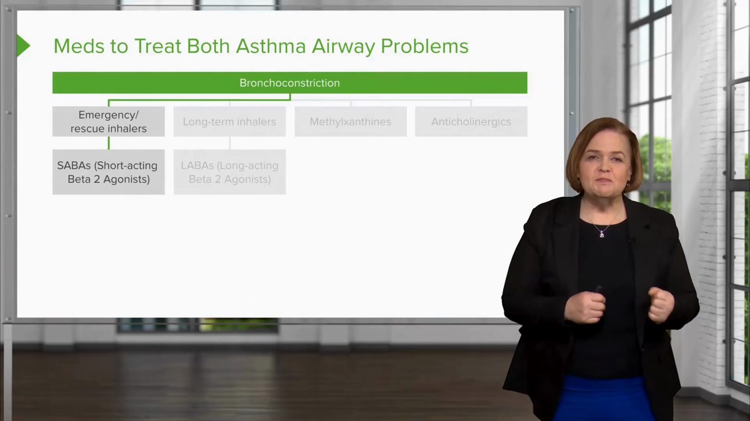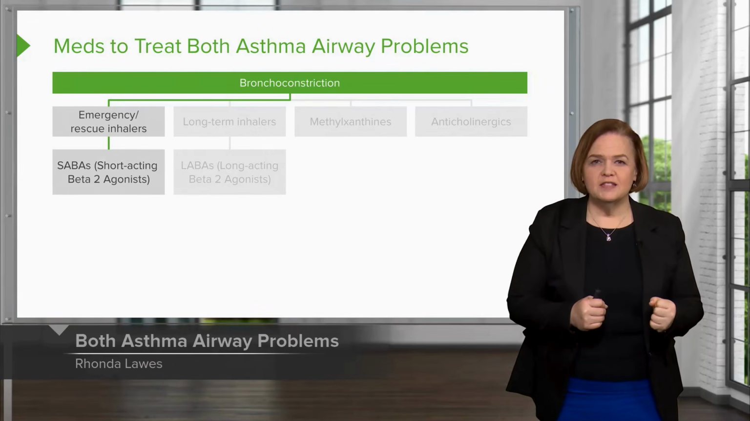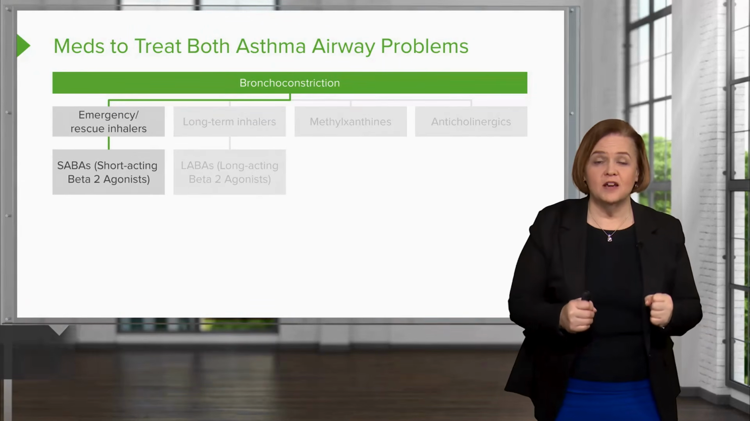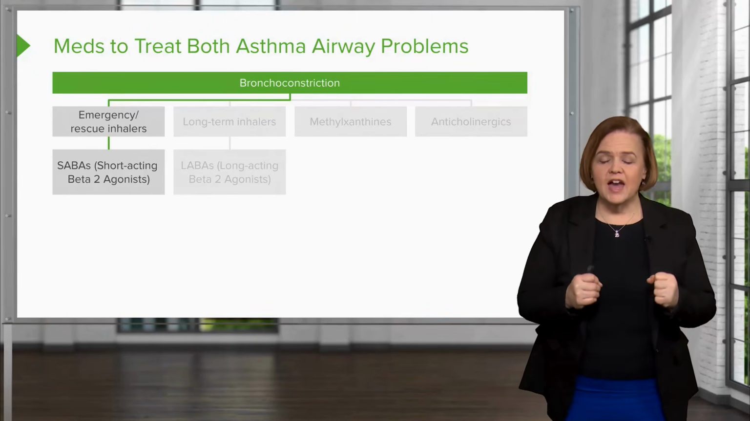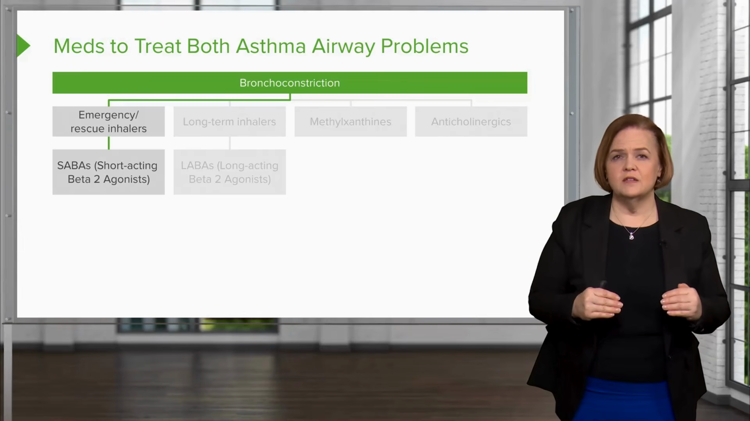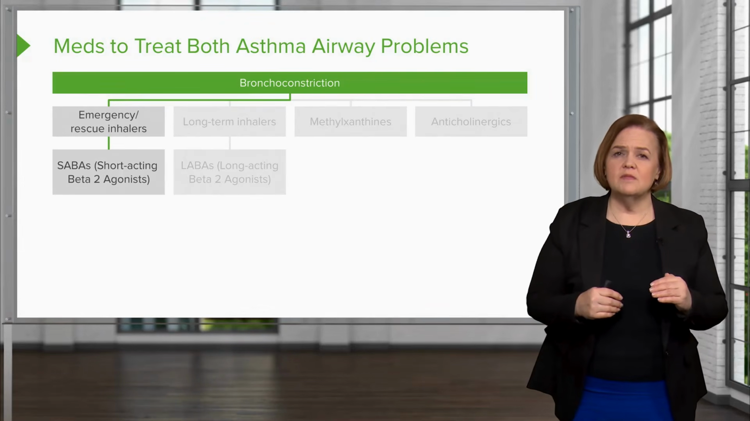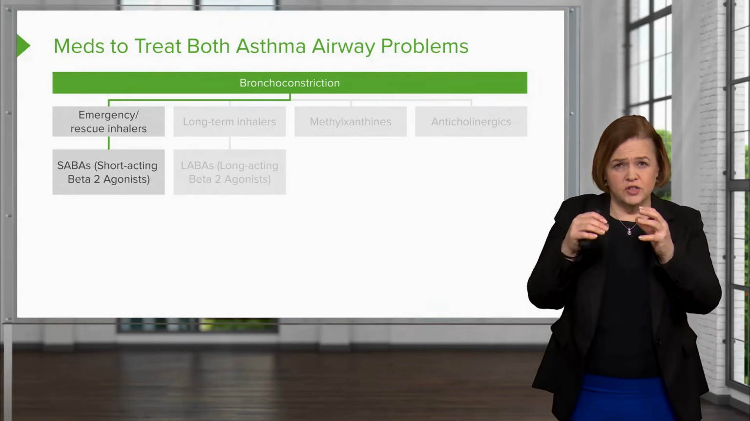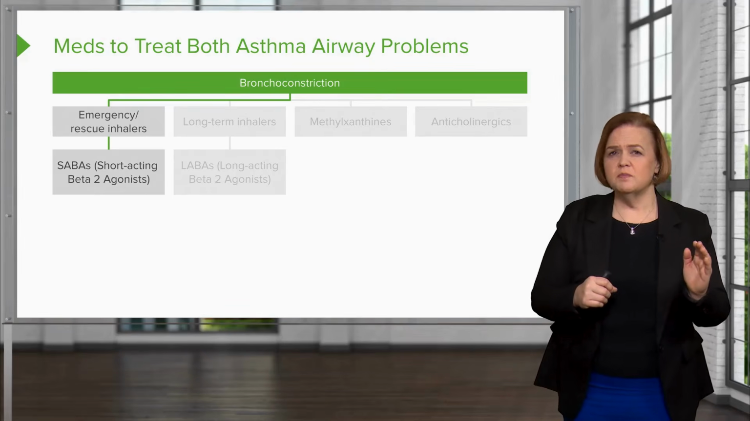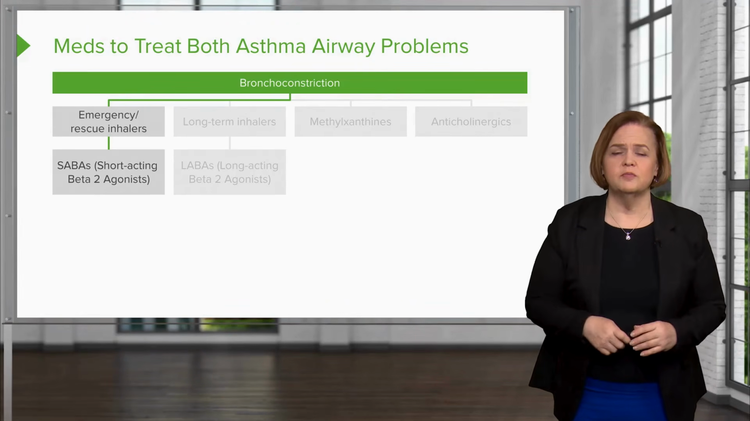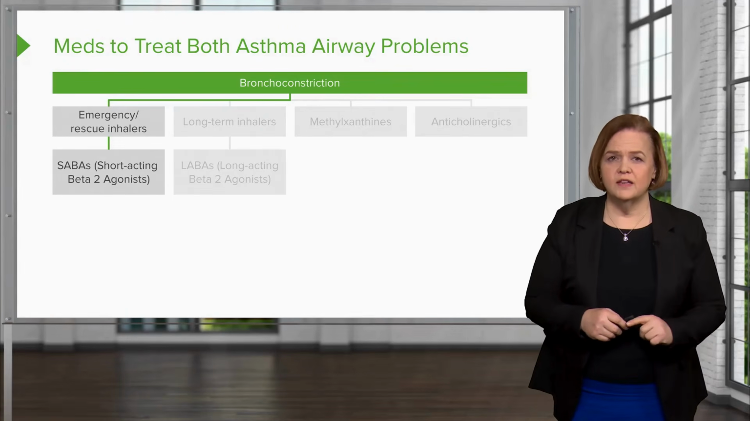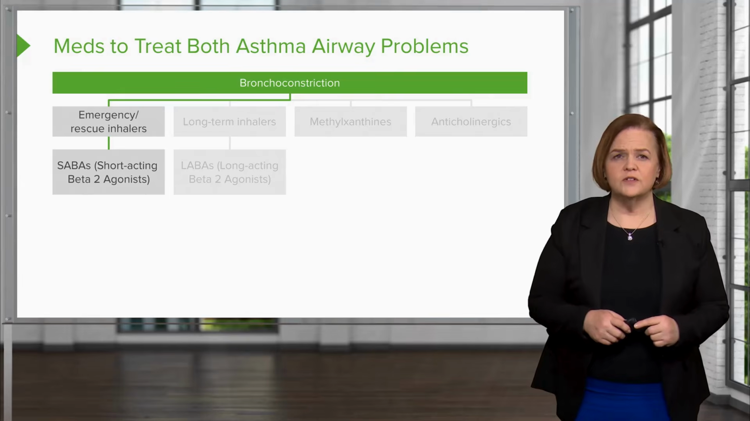Now, I keep putting in the title, both asthma airway problems, because the first step, the foundational understanding of treating somebody with asthma, is that I'm going to have to give them medications that treat the bronchoconstriction and the inflammation. So in that first big green bar, you see the word bronchoconstriction. Make sure you label that number 1. That's what we're going to deal with first.